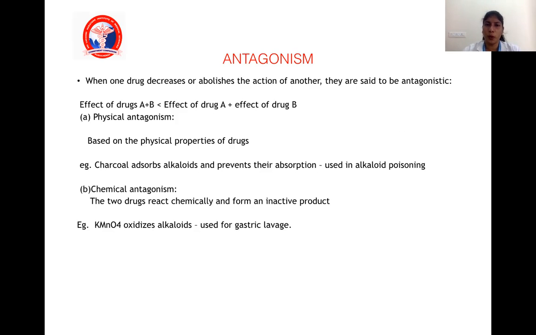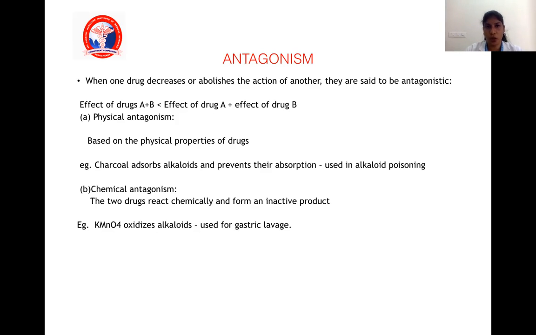Based on the physical property of the drug, it will inhibit or abolish the action of another component. For example, charcoal absorbs alkaloids and prevents their absorption. Whenever there is poisoning, we want to stop the poison from being absorbed into the body.